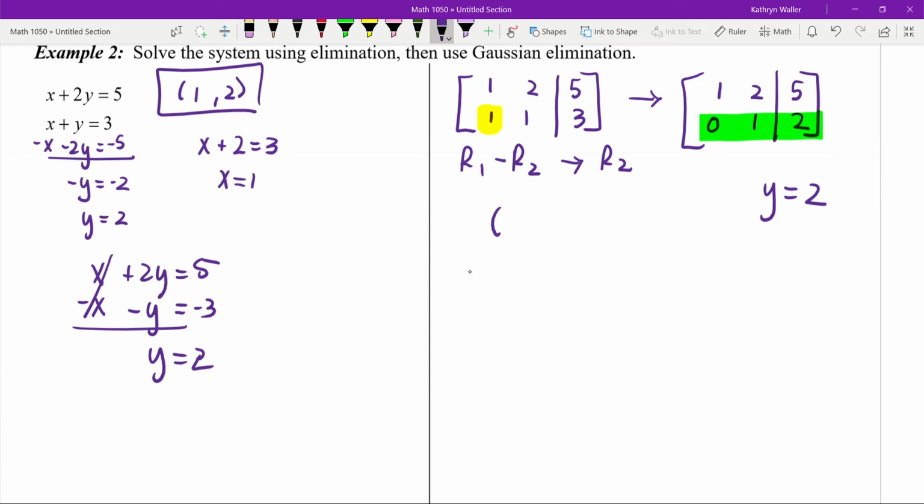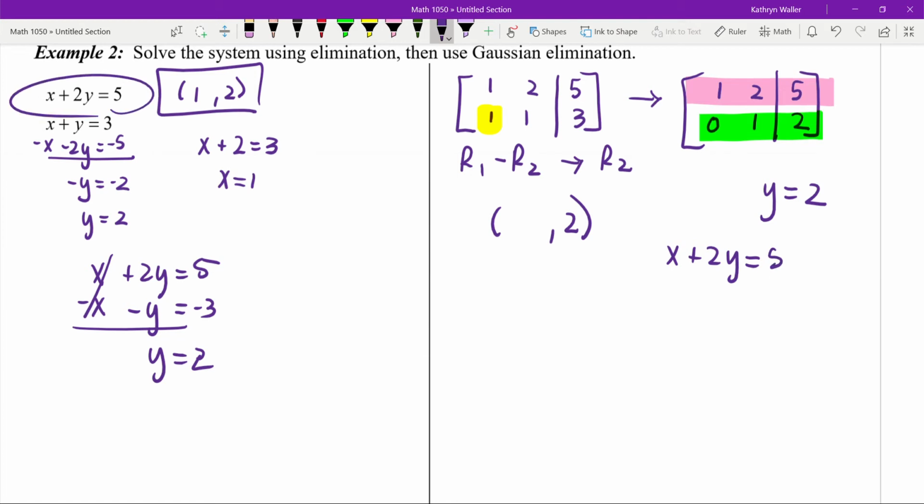So I'm going to make my ordered pair, and I know my y is a 2. And now what I'm going to do is I'm going to go up to that row, and I'm going to put in a 2 for y. So that row at the top means x plus 2y equals 5, which was my first equation.